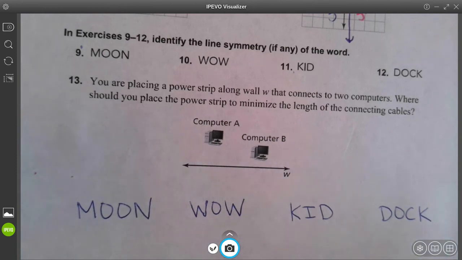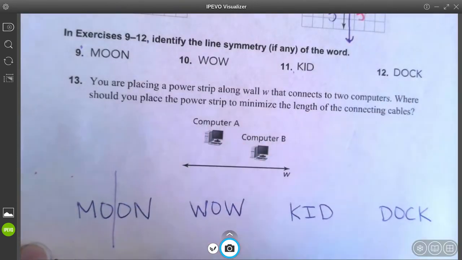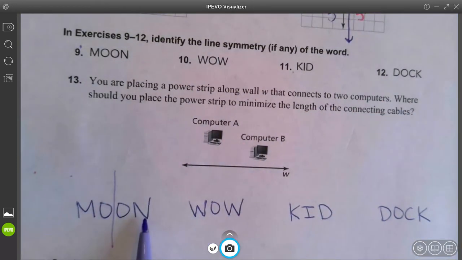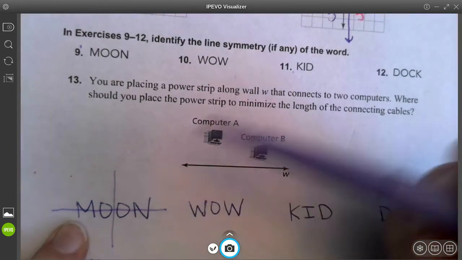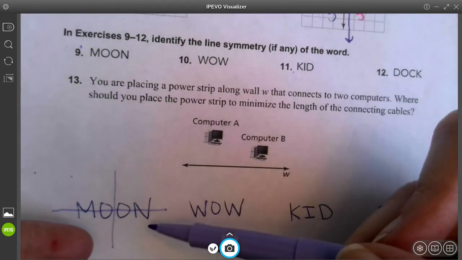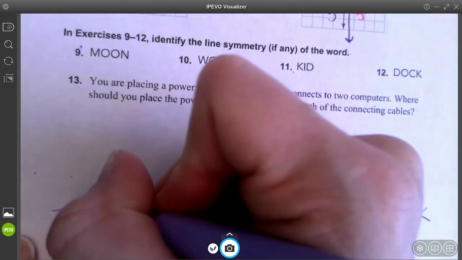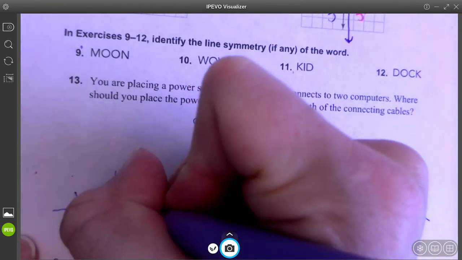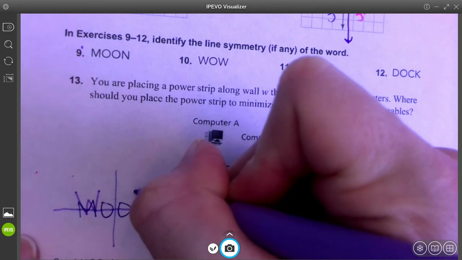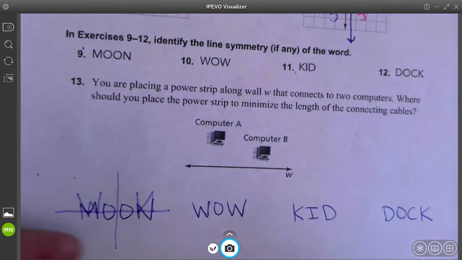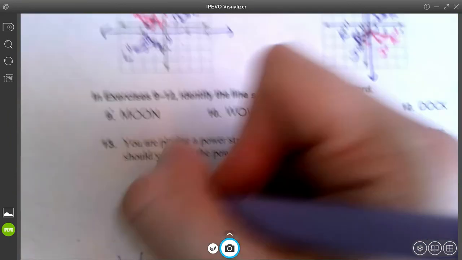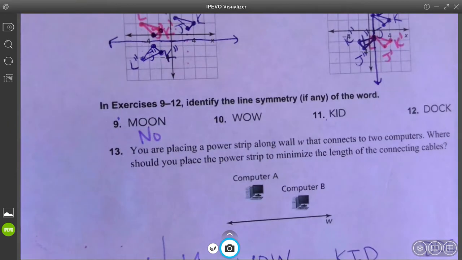We couldn't fold it vertically because M would not match up on top of N. We couldn't fold it horizontally because the O's would match, but the M and the N, if you were to fold the paper, it would not. It would kind of look like that, and that would not fold on top of itself. So number 9 is no, there is no line of symmetry.